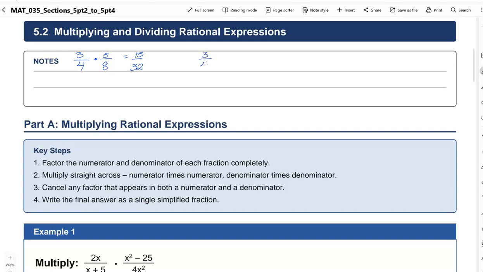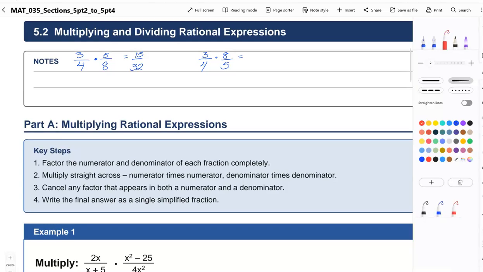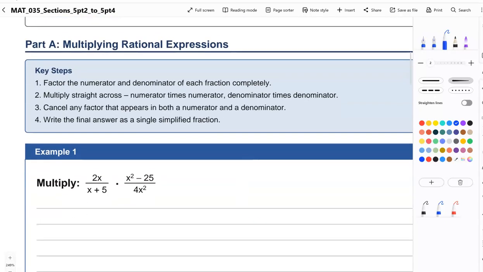Sometimes we would get lucky and we would be able to reduce before. Let's say we were multiplying 3/4 times 8/5. We would say, 4 goes into 8 2 times, and 4 goes into 4 1 time. So 3 times 2 is going to give us a 6, and then 1 times 5 is going to give us a 5. So if we can reduce before, we're going to want to reduce before. The same concept is going to be true when we talk about multiplying rational expressions.